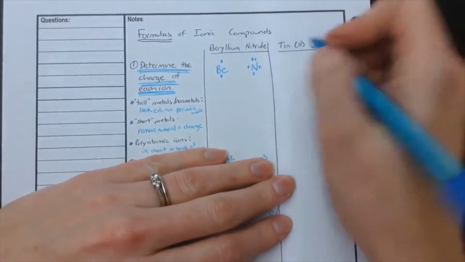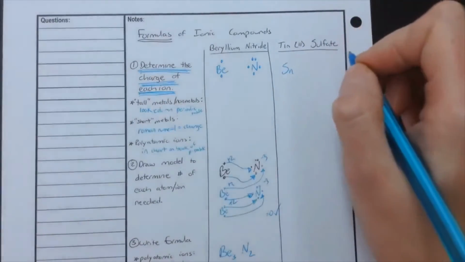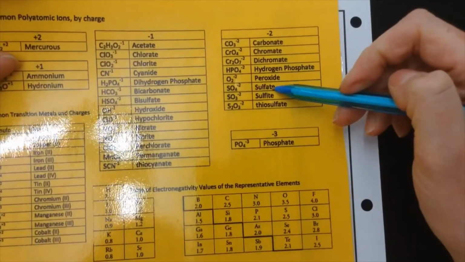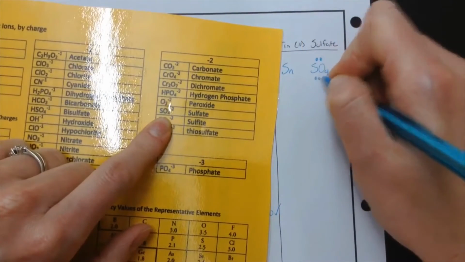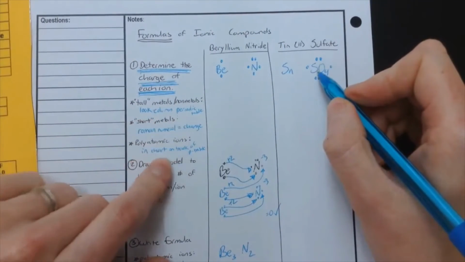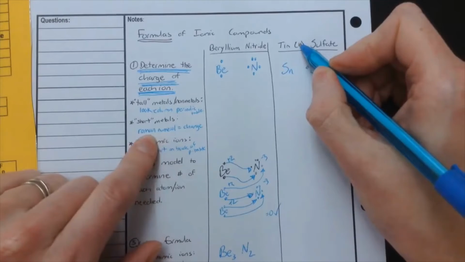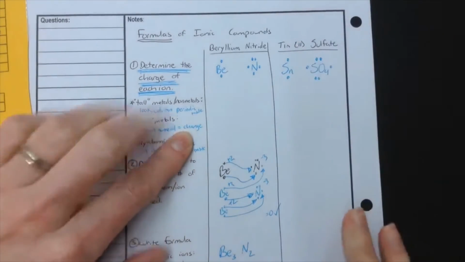Okay, so let's try this again with our other example, tin 2 sulfate. Tin is Sn, and sulfate is one of those polyatomic ion guys over here. Sulfate is SO4, and it gets a minus 2 charge, which means that it has 6 valence electrons. And that's how I was able to determine the charge here in the chart on the back of the periodic table. Tin 2, that's a Roman numeral, so that's going to be my charge, which means it's going to get 2 valence electrons here to give up.